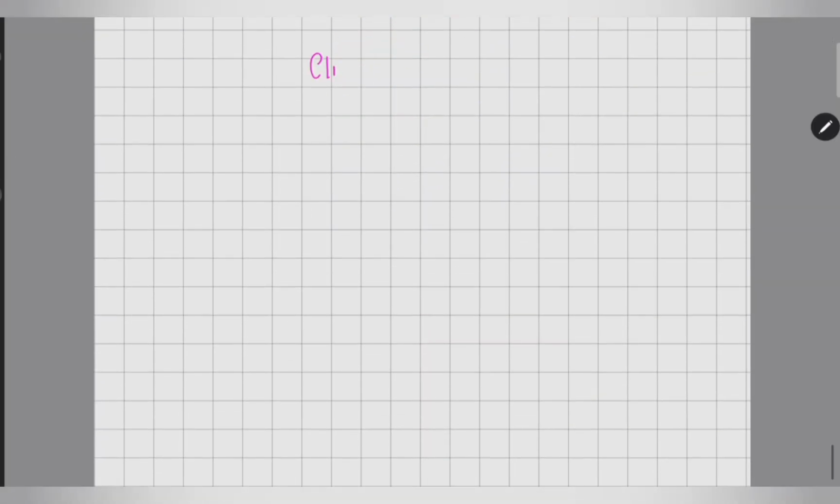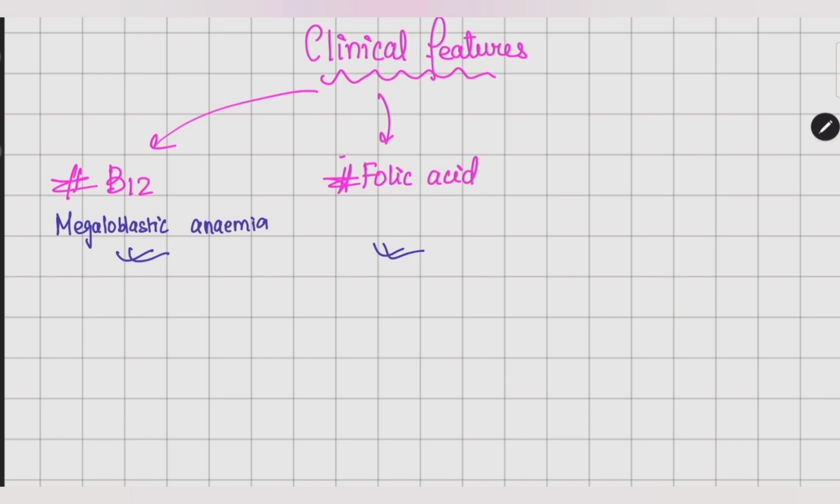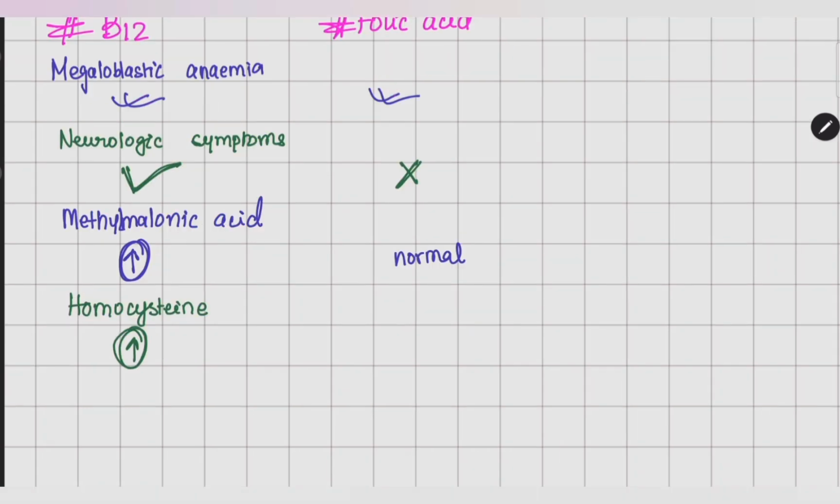Now let's compare the clinical features of B12 and folic acid deficiency. Megaloblastic anemia is present in both of them. However, neurological symptoms are present only in B12 deficiency. Methylmalonic acid level is increased in B12 deficiency, however it is normal in case of folic acid deficiency, and homocysteine levels are increased in both B12 as well as folic acid deficiency.